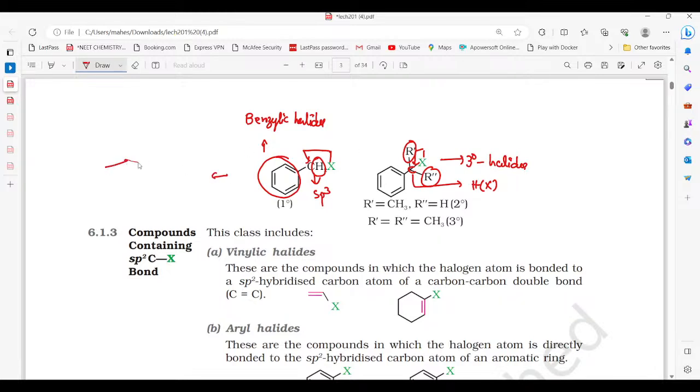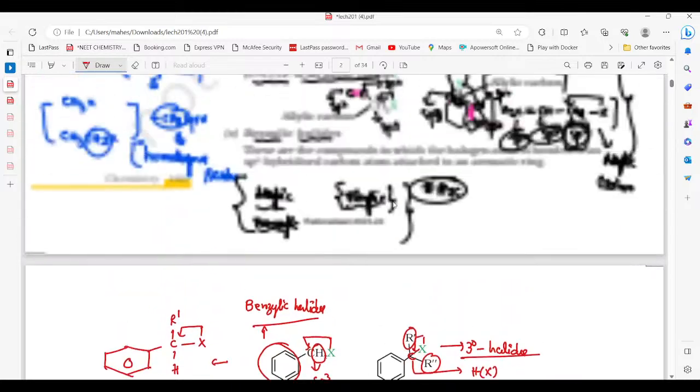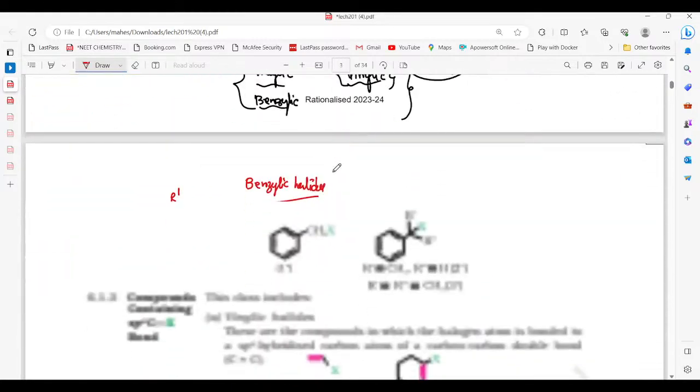For example, if instead of replacing two hydrogens, only one hydrogen is replaced and the rest remains the same, then the halogen-attached carbon is a secondary halide. This is a primary benzylic halide, this is a secondary benzylic halide, and this is a tertiary benzylic halide. You have to classify them. I hope allylic and benzylic halides are clear to you.